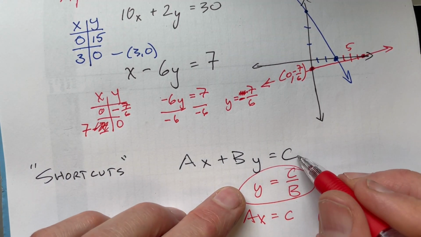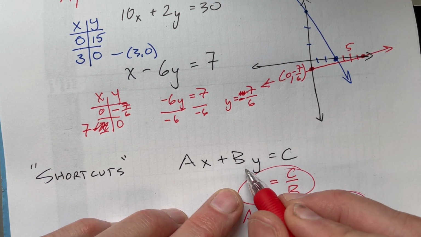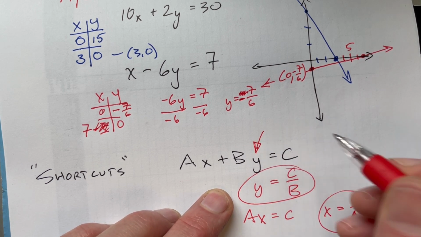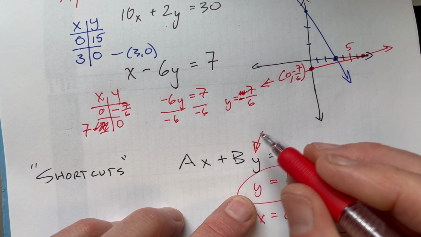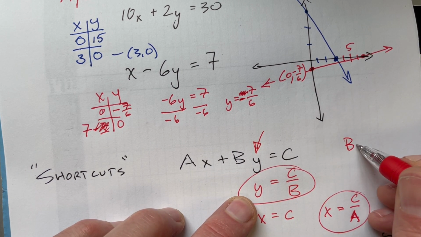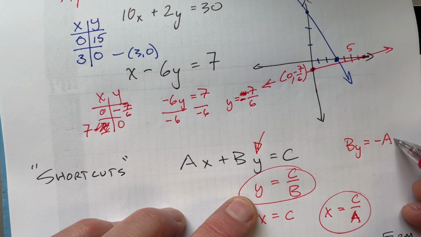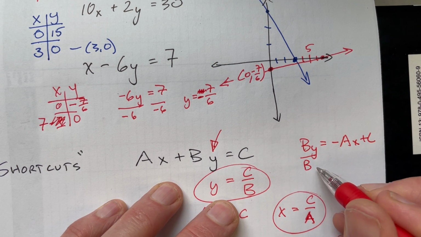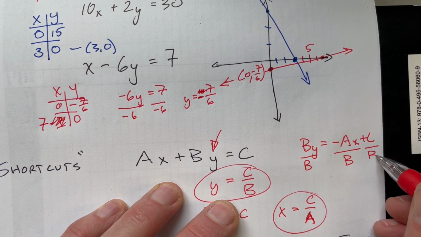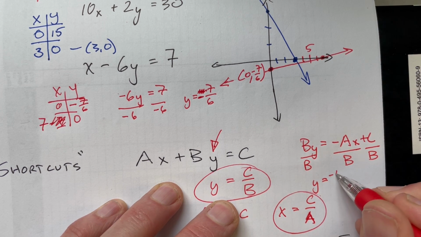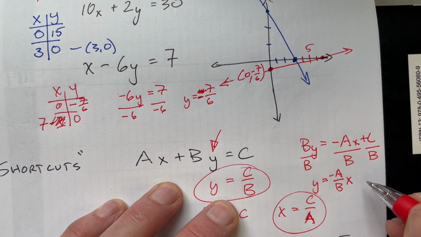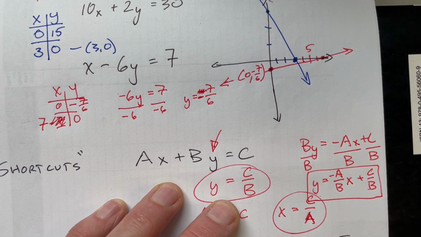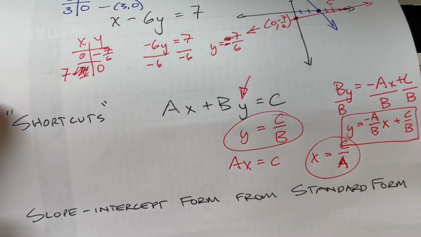Then if you think about finding the slope, this c will have no real importance, because if I want to get the y equals mx plus b form, get the y by itself, I'm going to move the a over, so I'll say by is equal to -ax plus c, and then if I divide both sides by b, I have to divide everything by b, and I'll get y is equal to -a over b x plus c over b, and this will be slope-intercept form from standard form. Okay, so that's what this is all about.